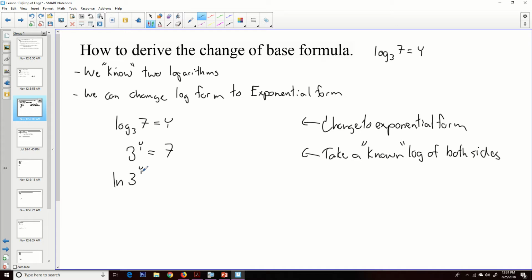All right, so I'll go 3 to the y equals the ln of 7. And now we're going to use property 3 to bring the exponent down. So if we go back to this previous slide, maybe it'll go back to the previous slide.